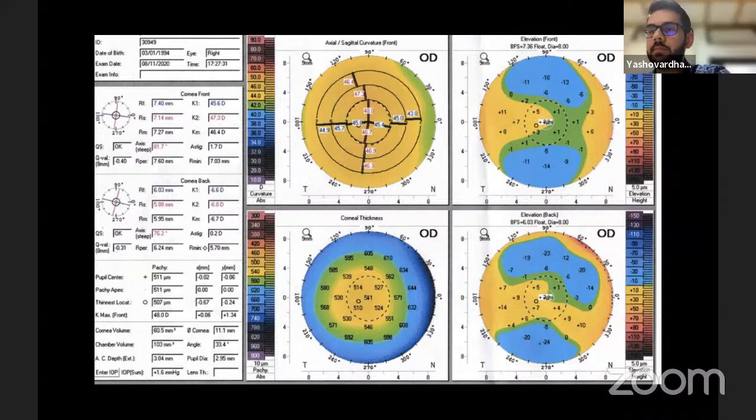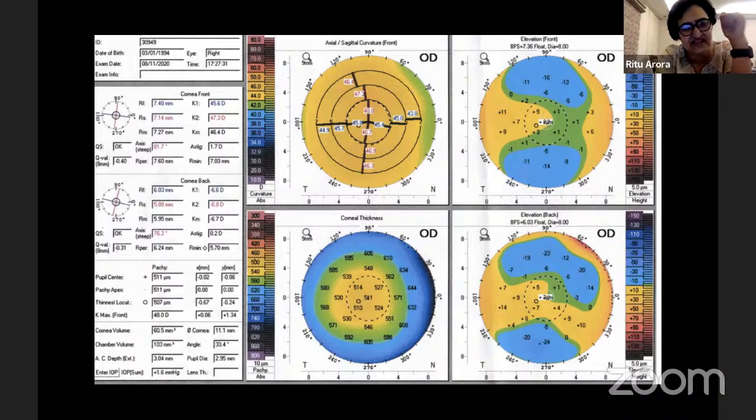Normal cornea should have been like this, but what you're getting is like this. It is depressed below, which means that this meridian is steep. You can also check it from there. What are you getting? This K2, whatever. You see on the left side where the cornea front is written, you see that red color.